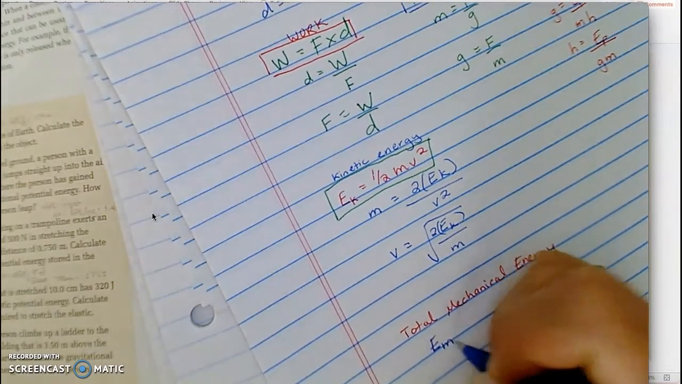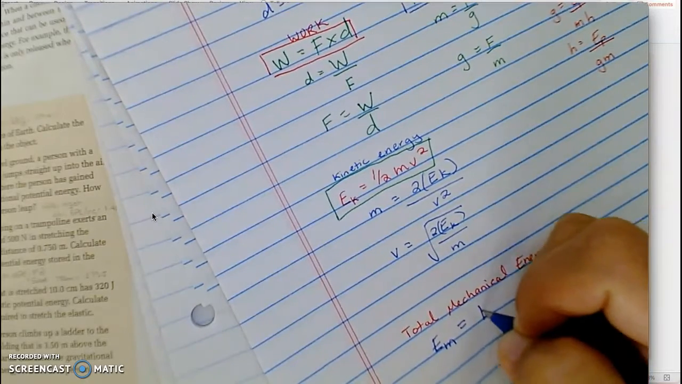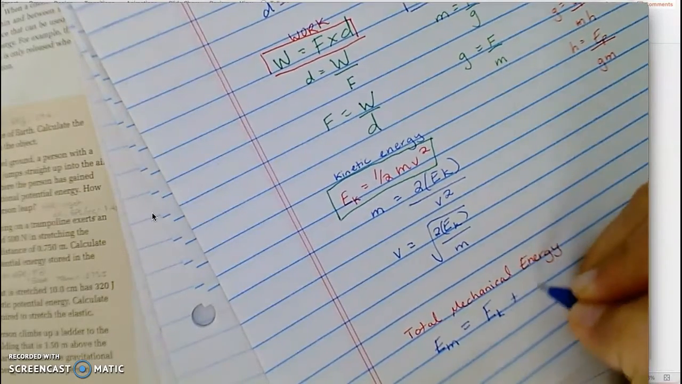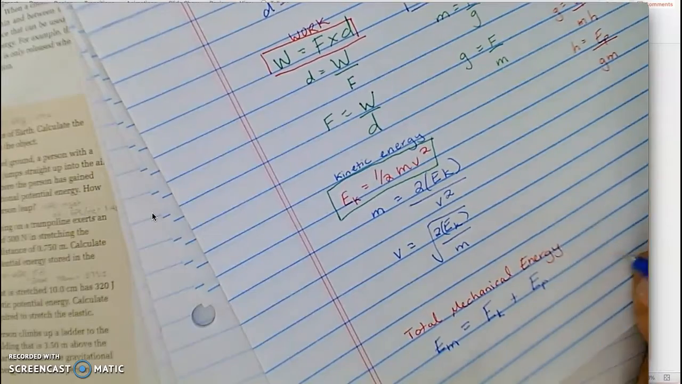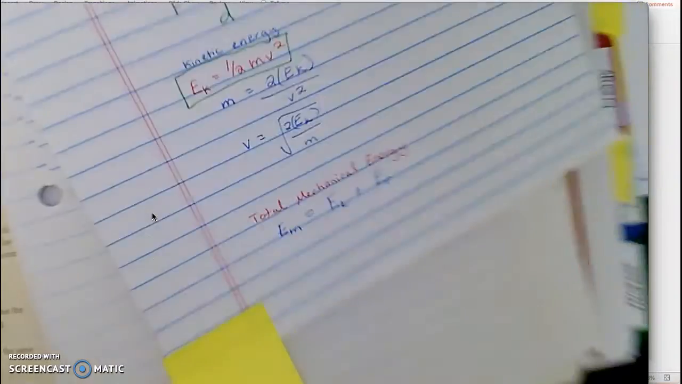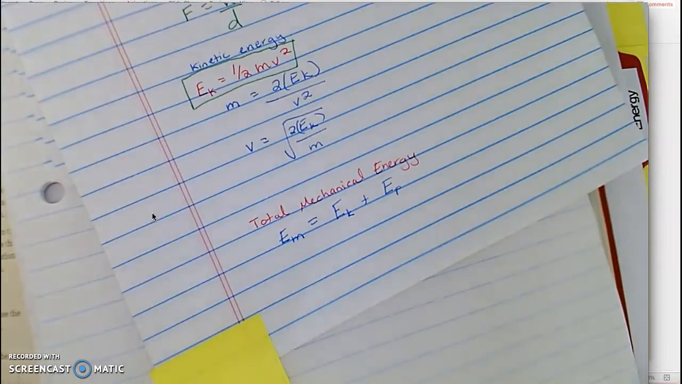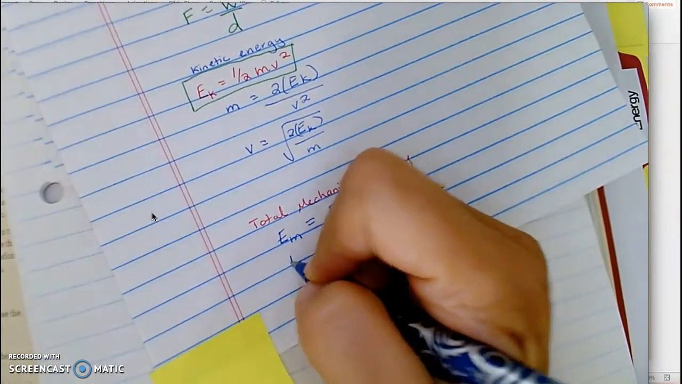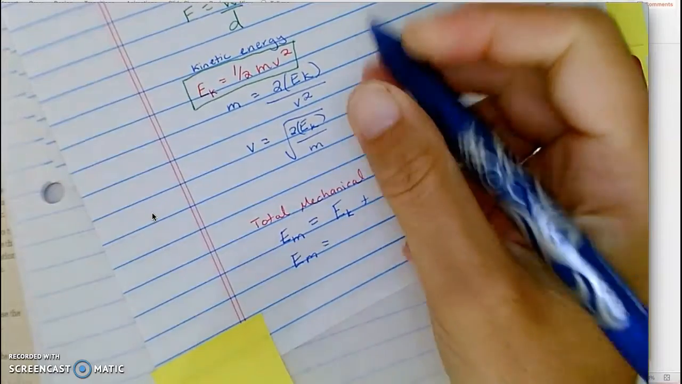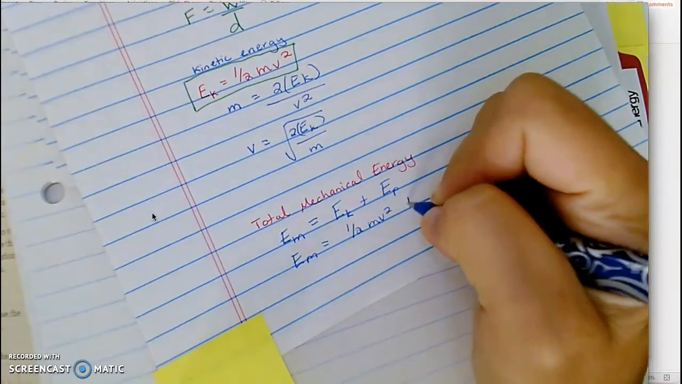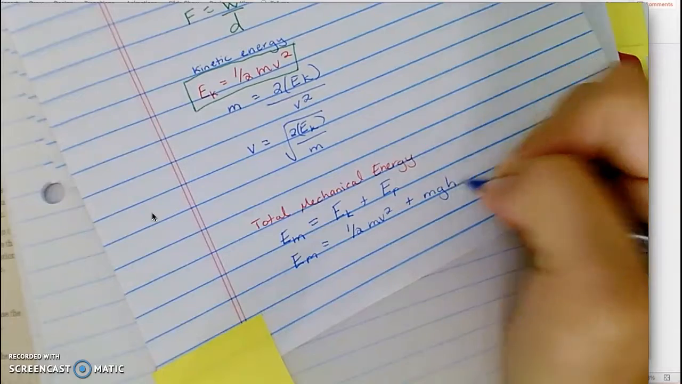So mechanical energy is kinetic energy plus potential energy. It doesn't really matter which one you put first because they're both just going to be added together. Let's put each individual formula. Sometimes they want you to calculate both, so you've got to do half mv squared plus mgh.